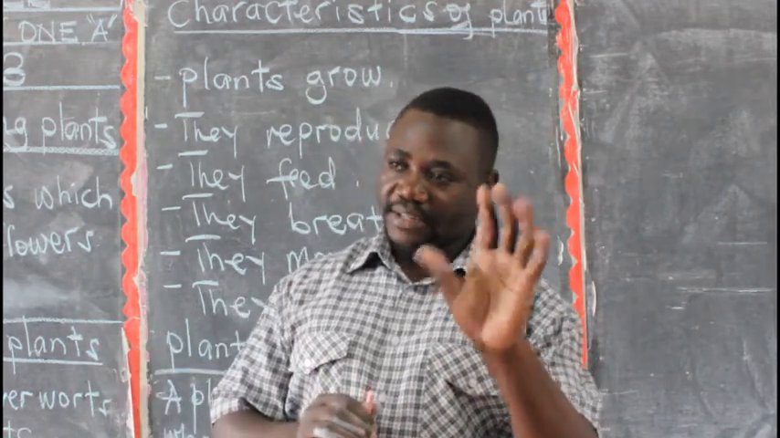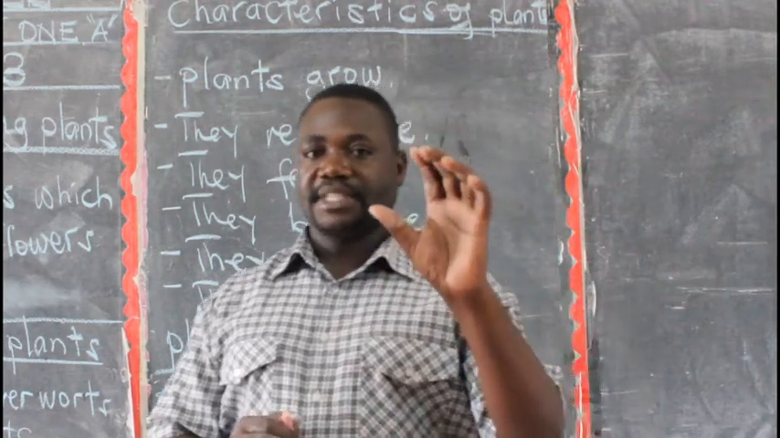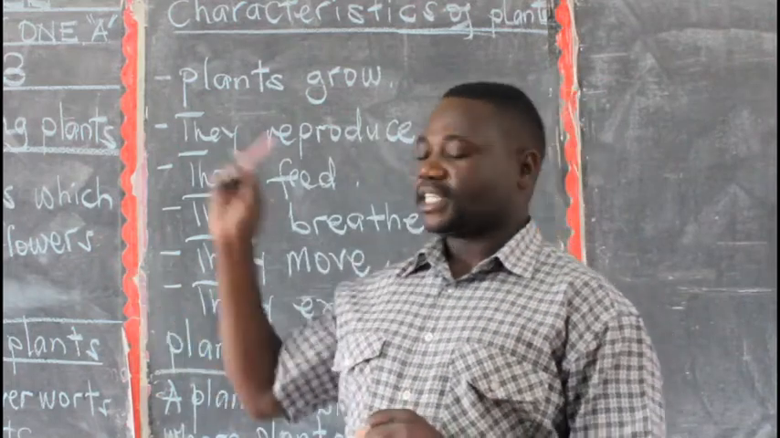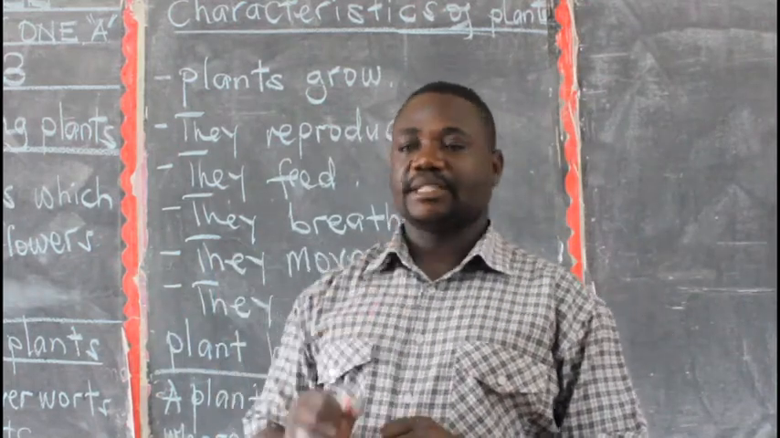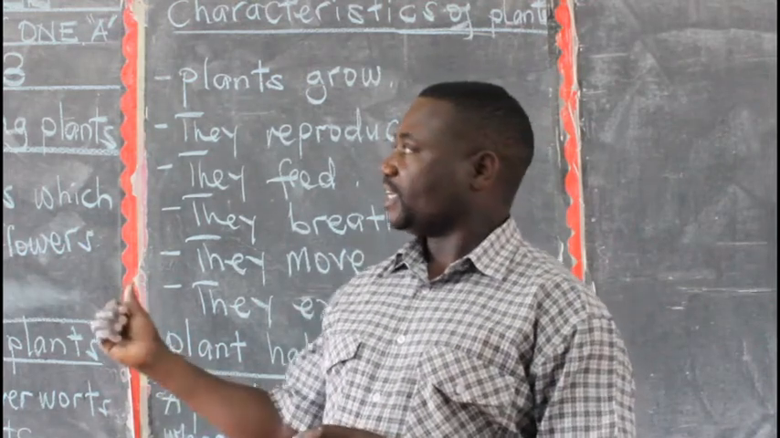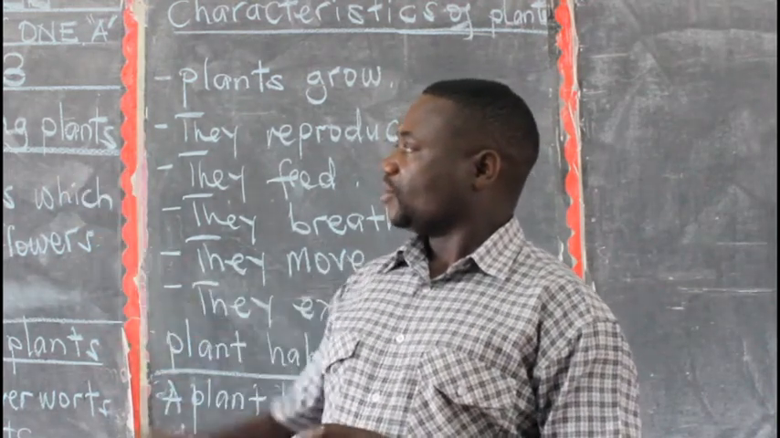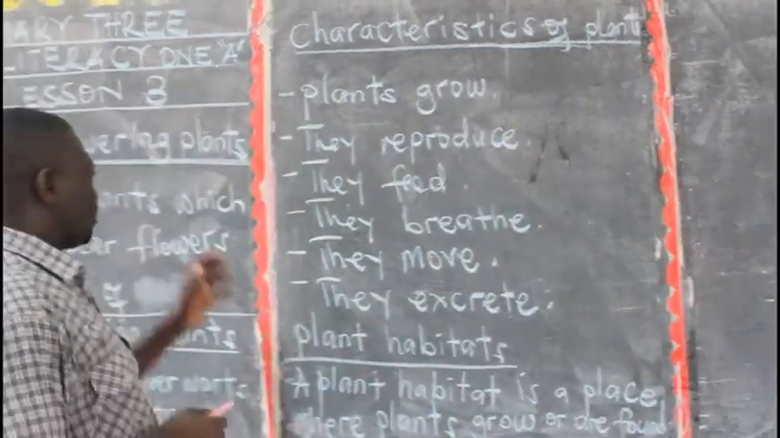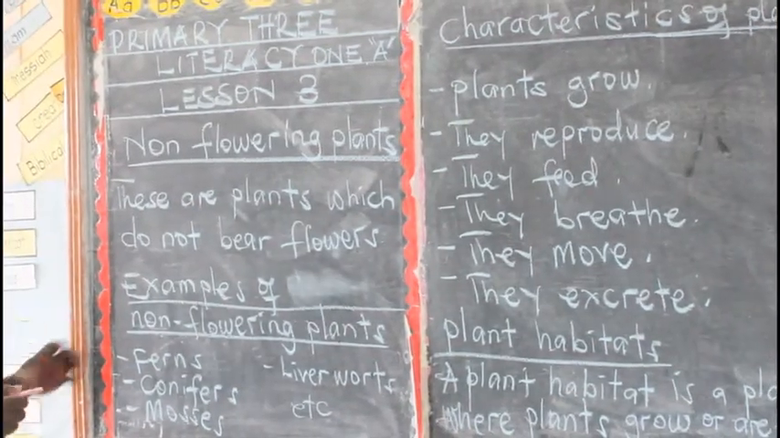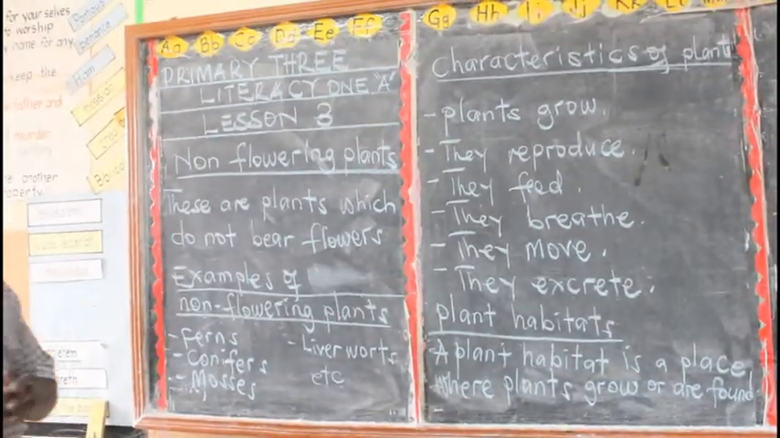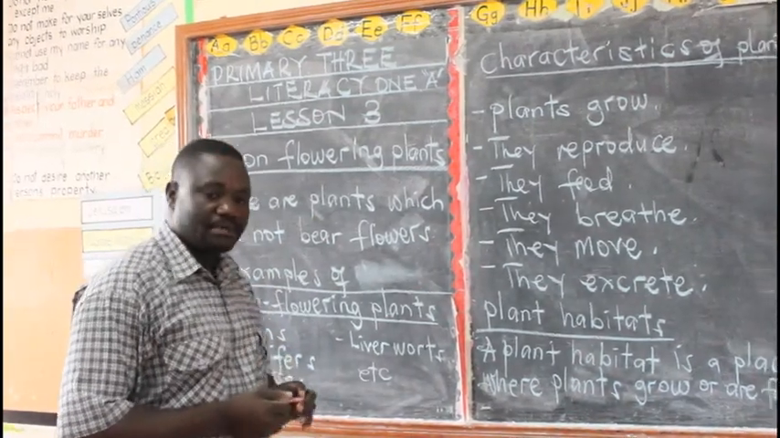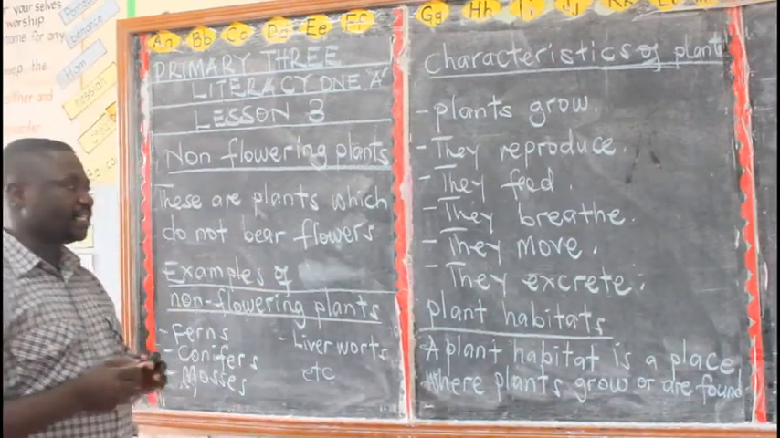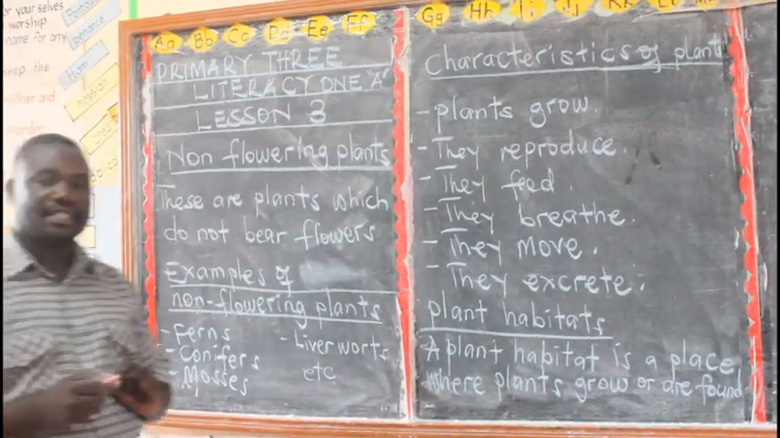As much as we had a lot in our previous lessons 1 and 2, I told you that we are not looking at animals, we are basically looking at plants. And today we are now proceeding with non-flowering plants. What are non-flowering plants? Non-flowering plants are plants which do not bear flowers.